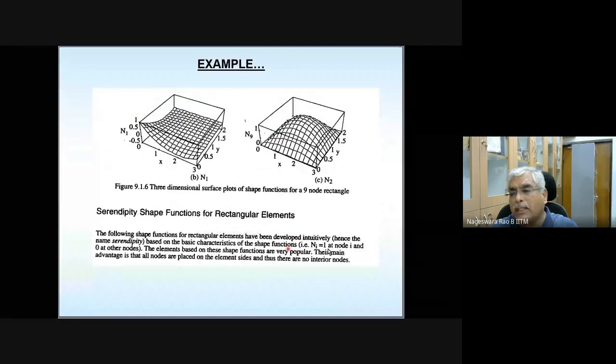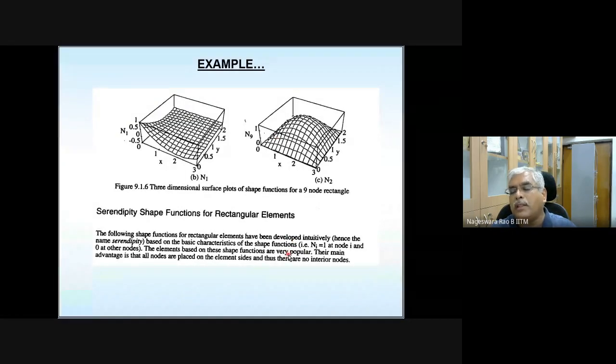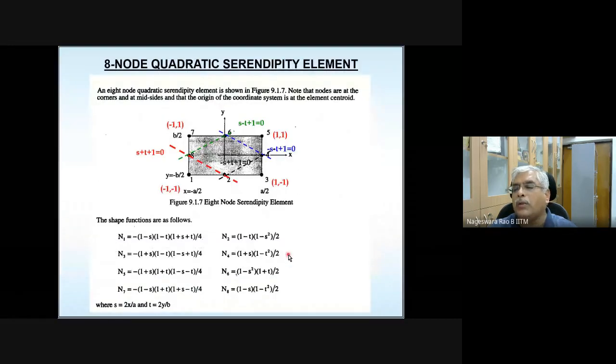So we'll understand a technique to come up with the 8-node element which avoids this middle node, the interior node. To do that, I want you to take a note of this figure. Please take it seriously. When I say take a note of it, take it. And also here, the rectangular element is shown.